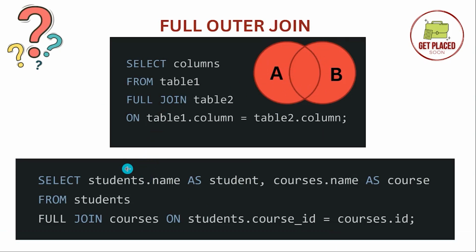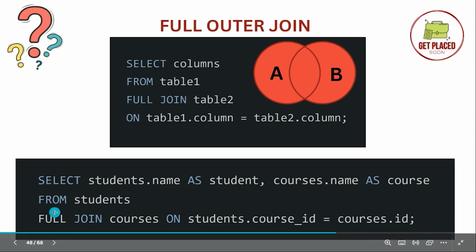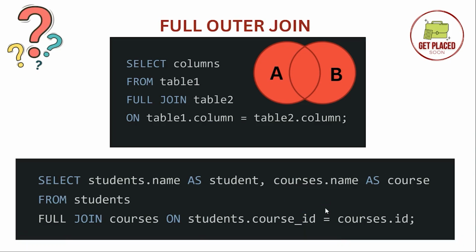So let's take this example. Consider table A is students and table B is courses. Now the query retrieves the names of students along with the names of the courses. Okay. So we have the columns students.name and courses.name. We select these columns from the table students and we apply full join on the table courses. We use the condition with the on and we write the condition students.course_id is equal to courses.id. This is how we apply full outer join.